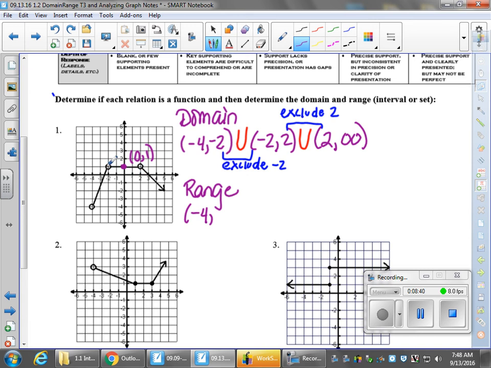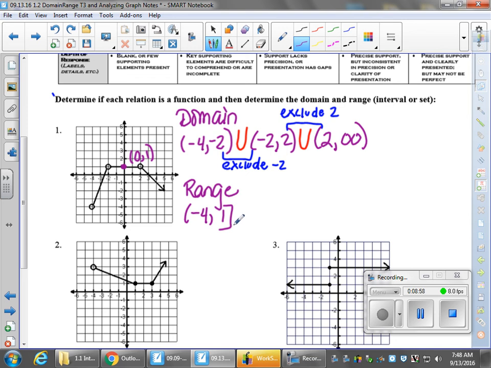So these 2 holes did affect my domain. They do not affect my range. So for the range, this will be -4. Is it -4? Ooh, okay. So let me just finish the top. The top is 1. What's wrong about what I just wrote?